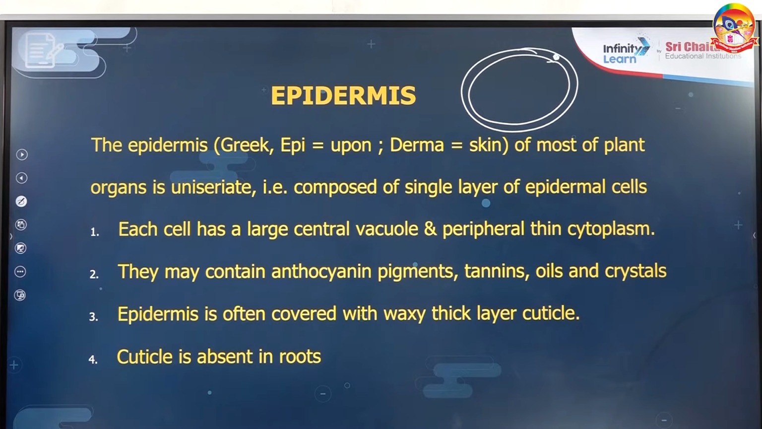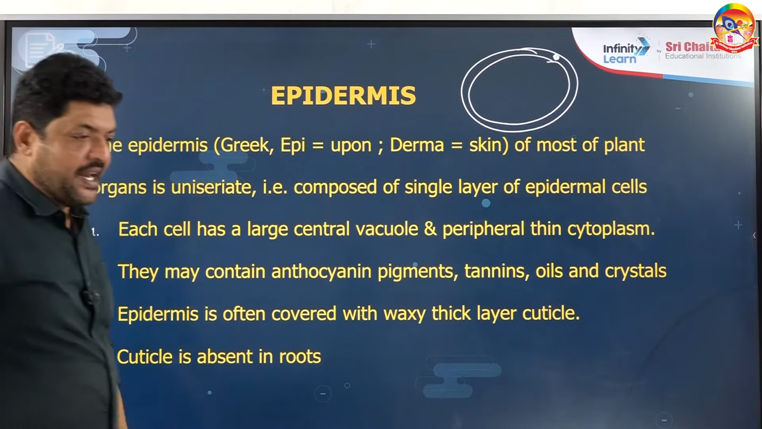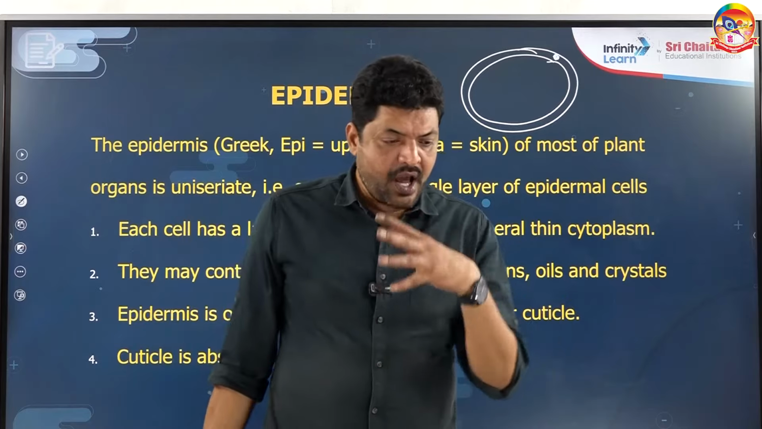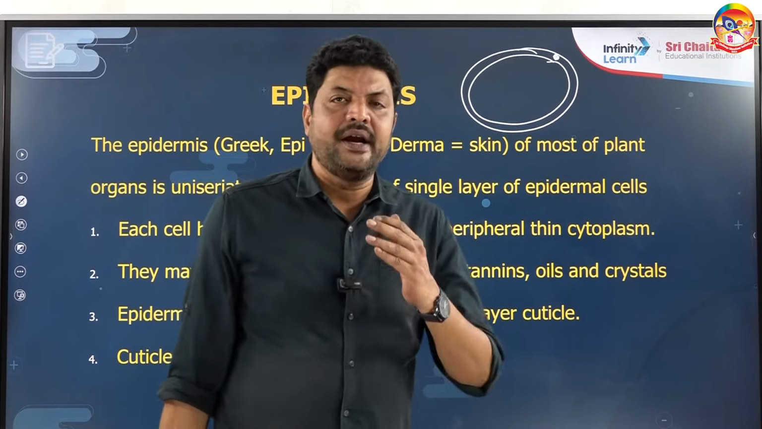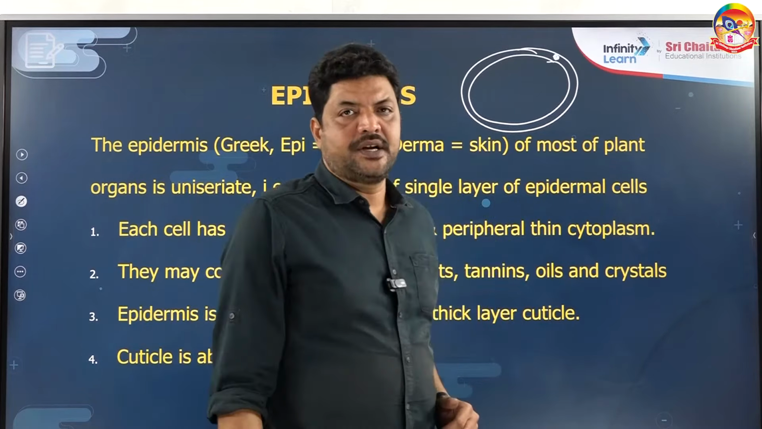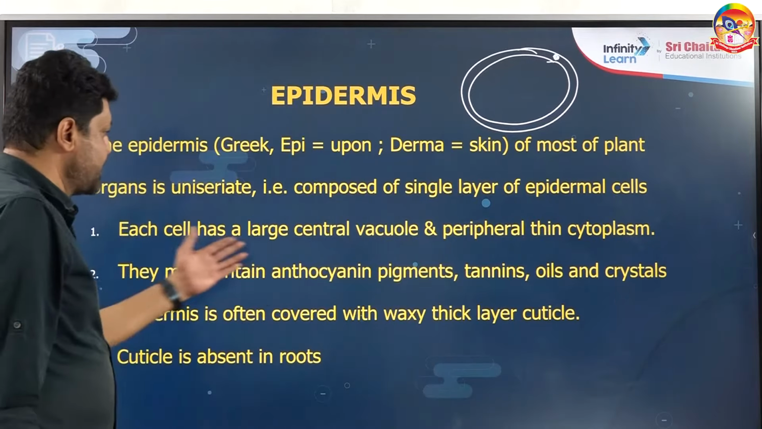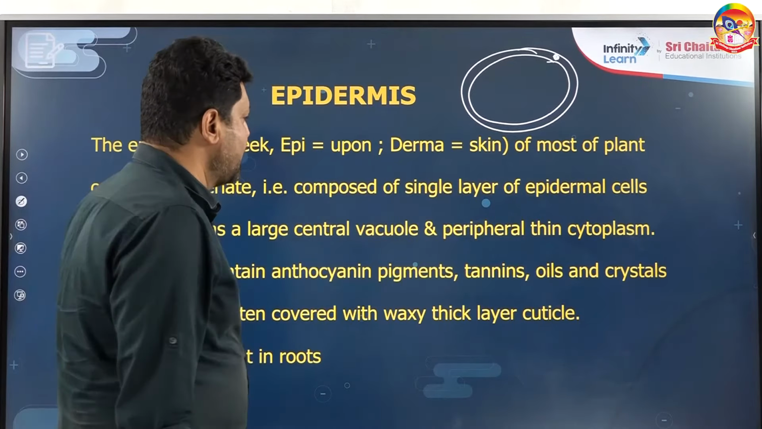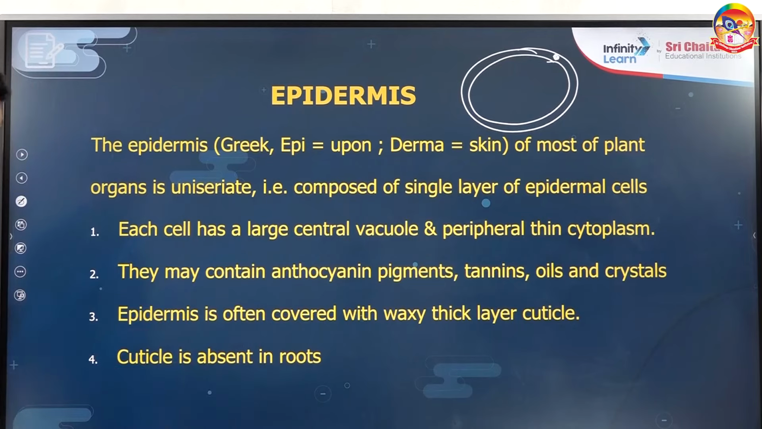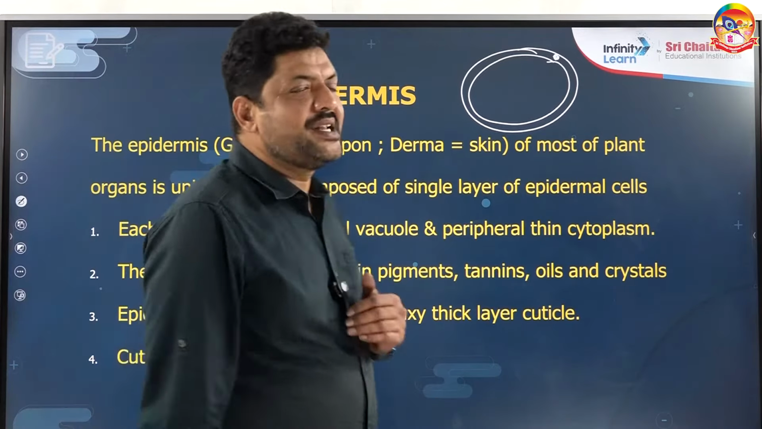Assertion: in plant cells the nucleus is peripheral. Reason: a large central vacuole is present. Both are true, and the reason is the correct explanation. Clear? So large central vacuoles, and hence the peripheral cytoplasm and peripheral nucleus. They may contain anthocyanin pigments, tannins, oils and certain crystals. Epidermis is often covered with a waxy layer.